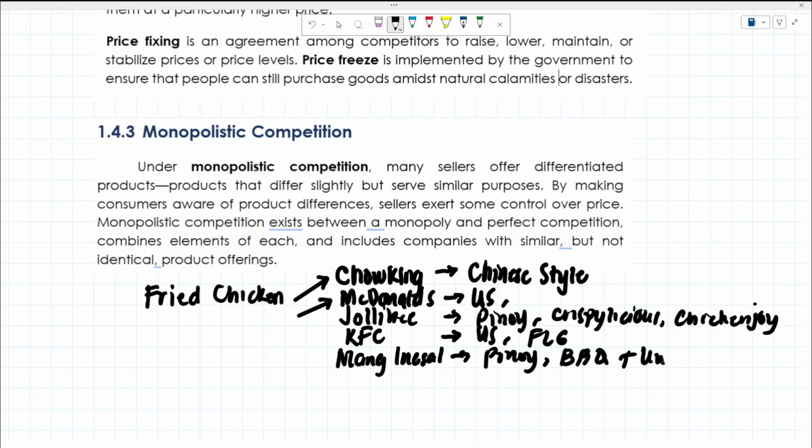plus only rice. Okay, so it would seem that these are competition in nature, right? They're all selling fried chicken. But at the same time, they are monopolies because you cannot buy Chinese style fried chicken from McDo. You cannot buy Crispylicious Chicken Joy from KFC. Okay, so you get what I mean.